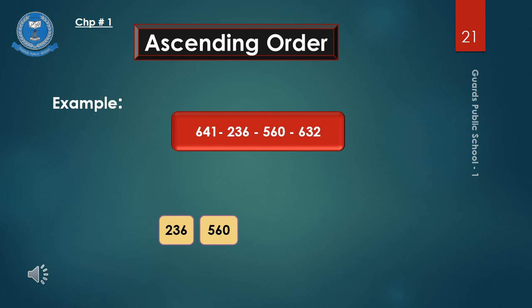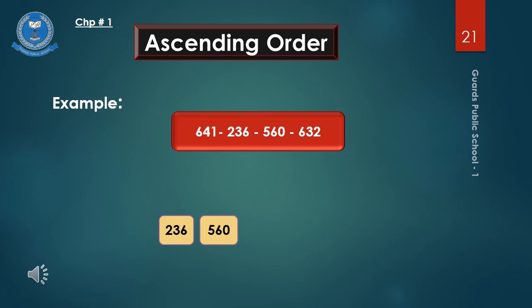Yes, it's 5. So the number 560 comes in second place. Now, did you notice something? There are two numbers left, 641 and 632, and both hundreds numbers are the same. That is 6. Now, what will we do, students? Yes, if the hundreds numbers are the same, we will see the tens number. Who tells me which is the smallest tens number between 641 and 632?